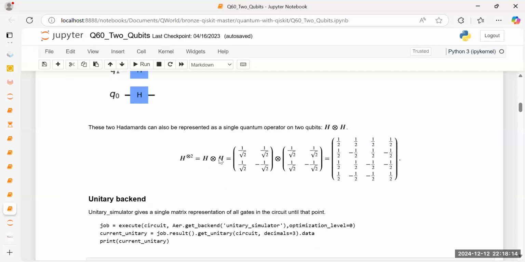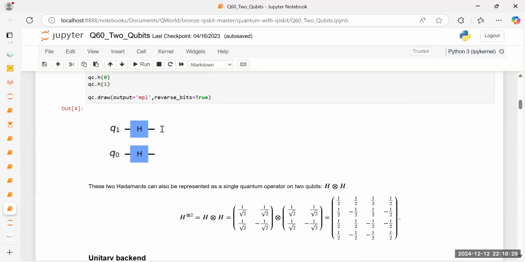Then here, we can also combine operators. The Hadamard operator is an operator that we apply to a single qubit. But if we wanted to apply two Hadamard gates to two separate qubits, we can also create an operator that accomplishes this. We just do this by taking a tensor product, and now we have a 4x4 matrix. So with the operator you see here, we can apply two Hadamard gates to two separate qubits.